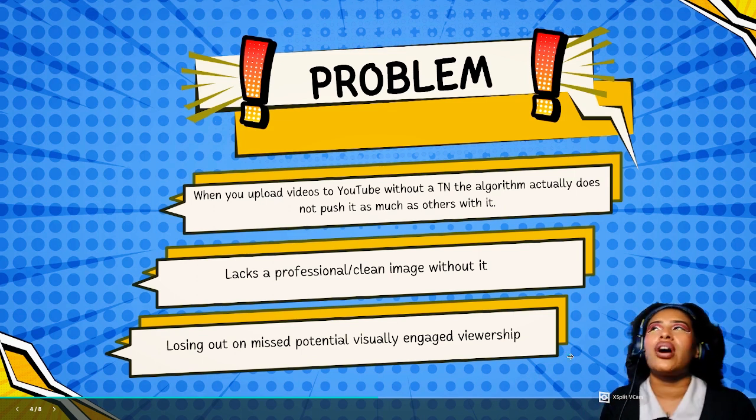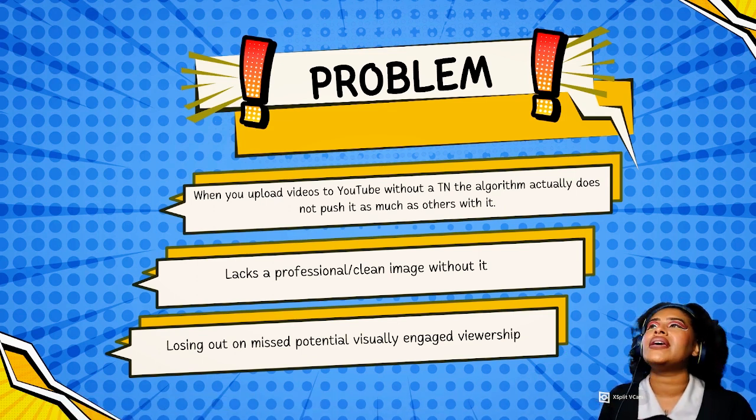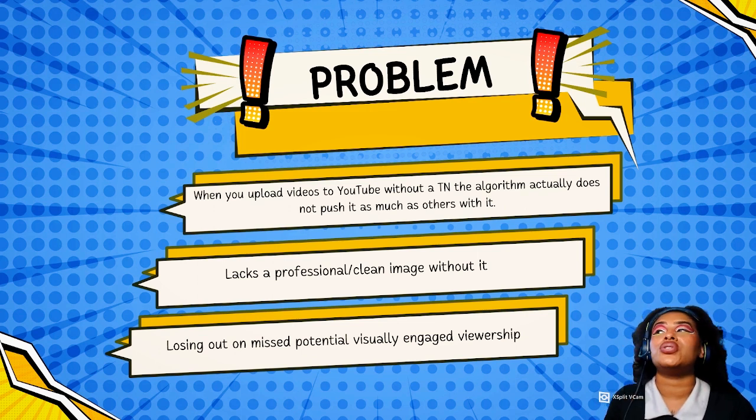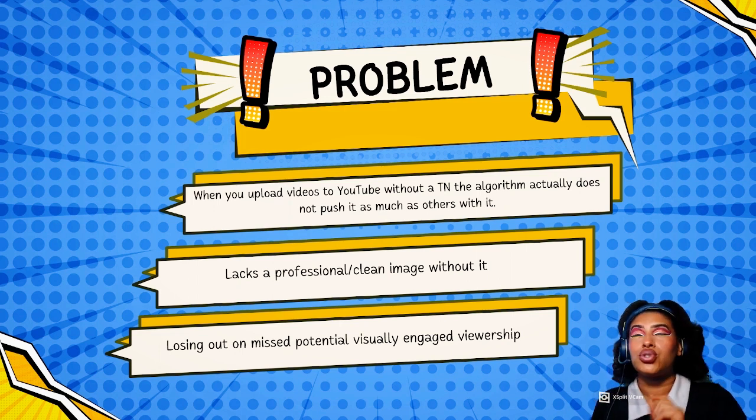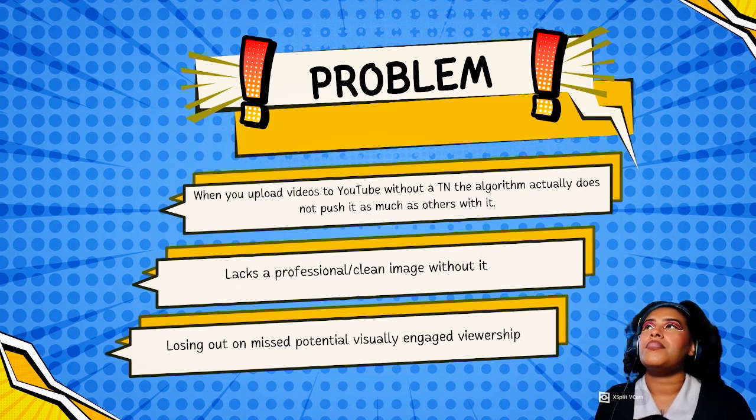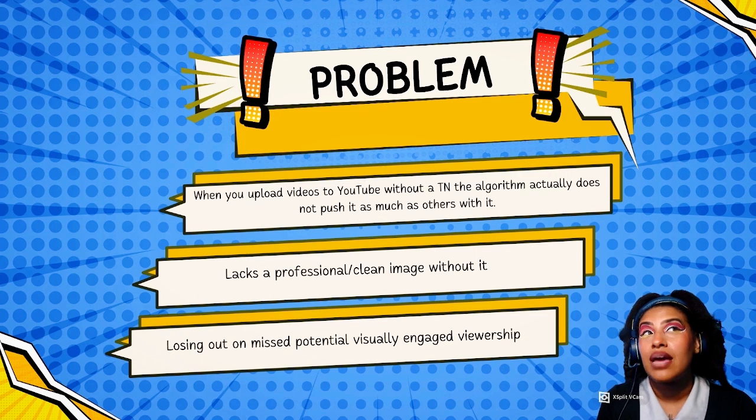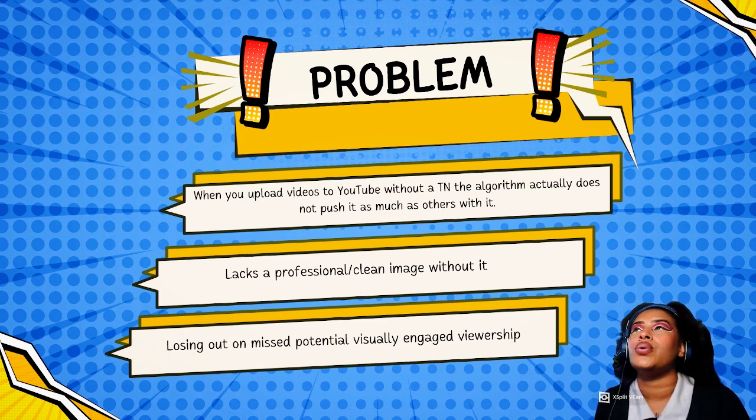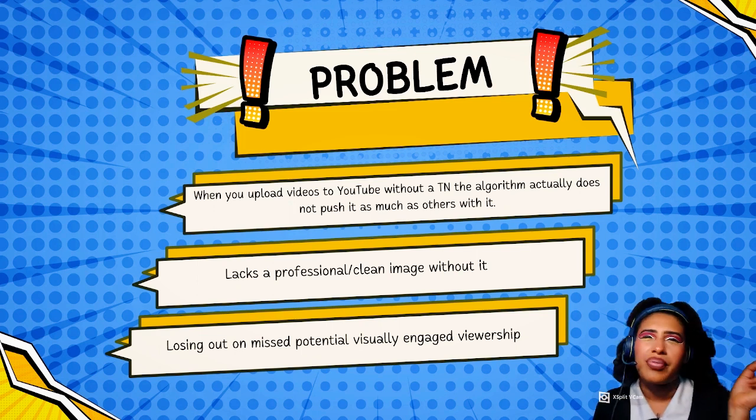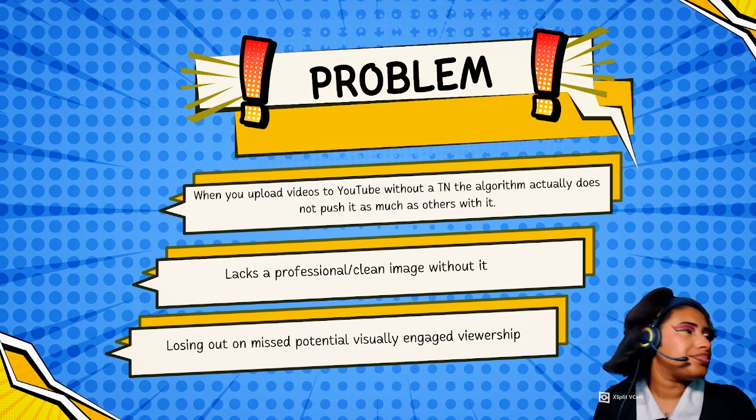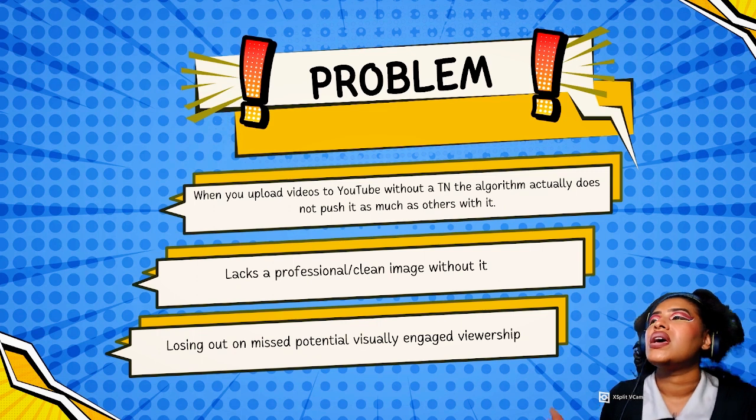So I've already talked about some of the problems with not having it, but when you upload videos to YouTube without a thumbnail, the algorithm actually does not push it as much as others with it. And in case you didn't know, for your YouTube Shorts, you can actually assign a thumbnail as well, very similar to Instagram Reels. It does give you that option. If it doesn't at the time of posting, it is okay to go back and edit it through YouTube Studio, but I want to say you get to choose the cover. They call it the cover, not thumbnail, usually before you post it.